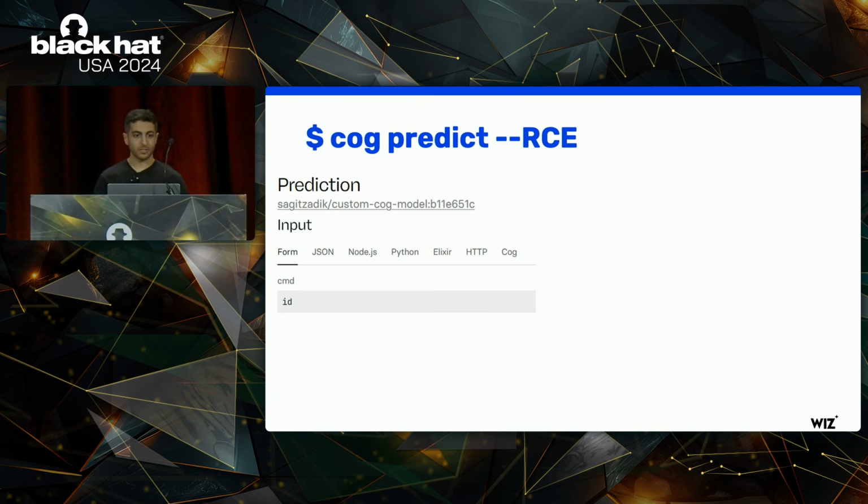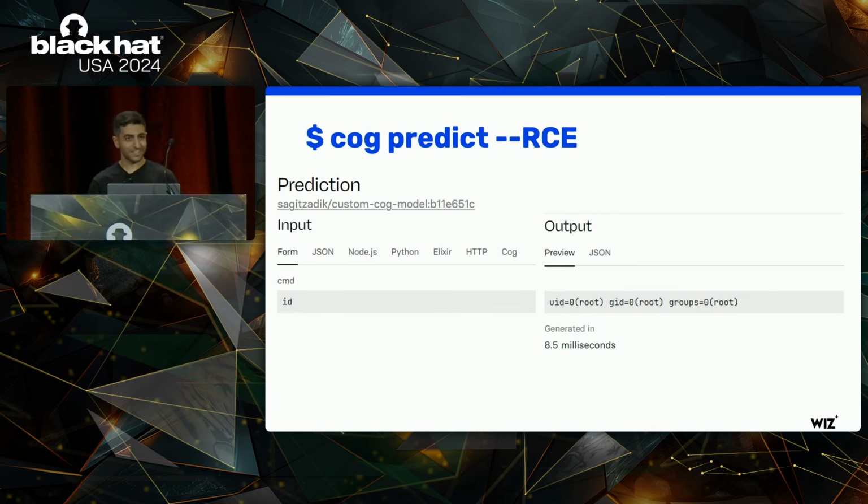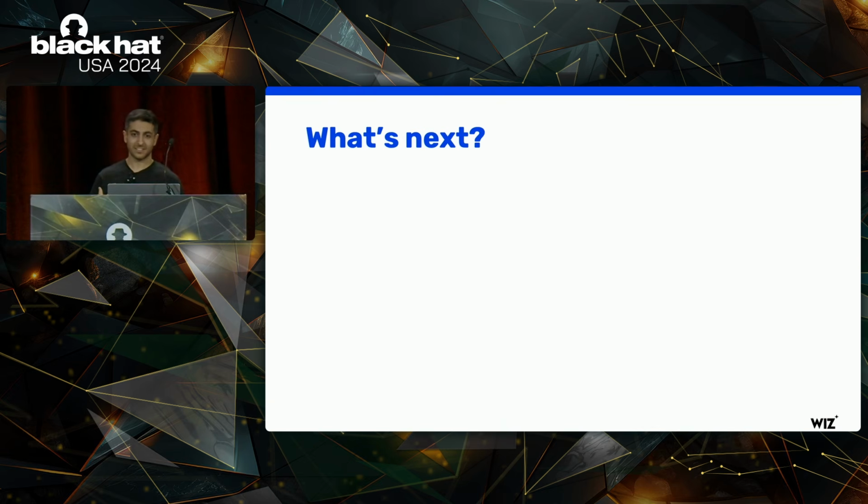So our model is now available on Replicate, and we can start interacting with it. So I use the id command once again as my prompt. And when I let the model run on Replicate infrastructure, you can see that once again, we are running as root, which is once again very convenient. And the question is, what's next? What can we do this time in order to actually interfere with Replicate customers?